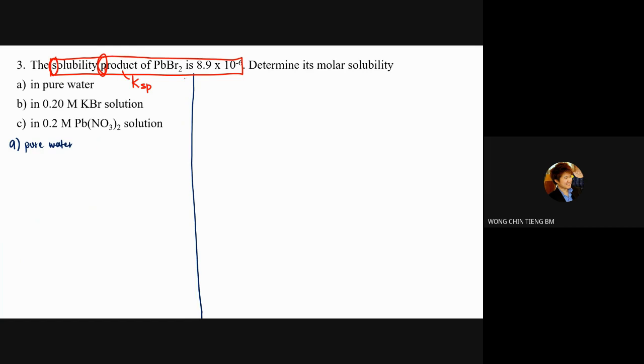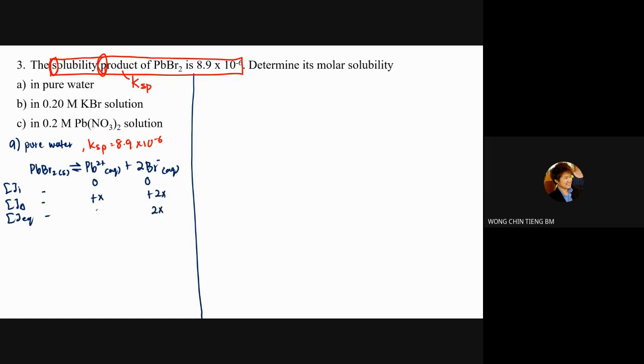So Ksp is given guys, Ksp is given over there. Ksp given 8.9 times 10 to the power negative 6. And in pure water will be quite simple and straightforward. You have the equation, your PbBr2 solid, your Pb2+ aqueous, and then you have your 2Br- aqueous. Correct me if I'm wrong. Okay? You have very quickly your ice table over there. Tak sampai pun 5 saat and you have it down already. That is your 0 because it's in pure water. Tambah X, tambah 2X, there you go. Betul?